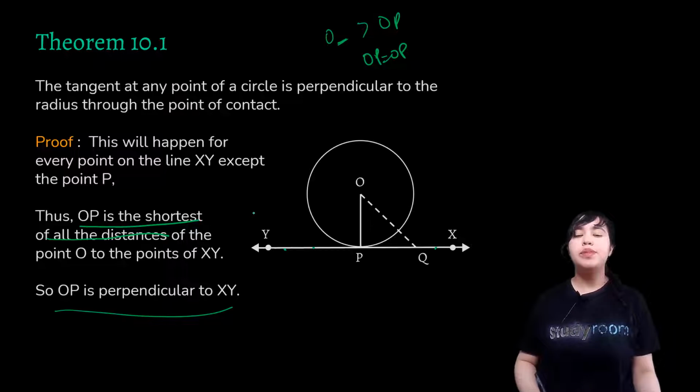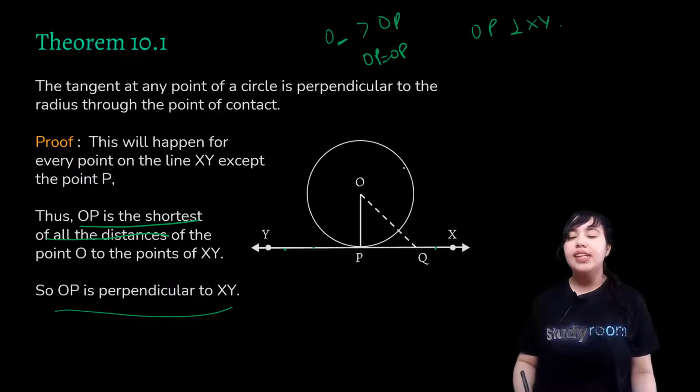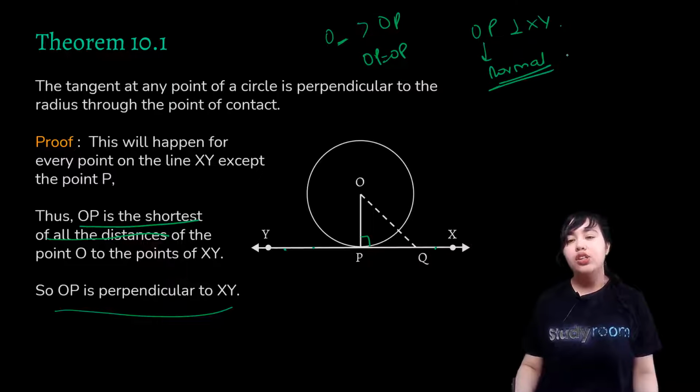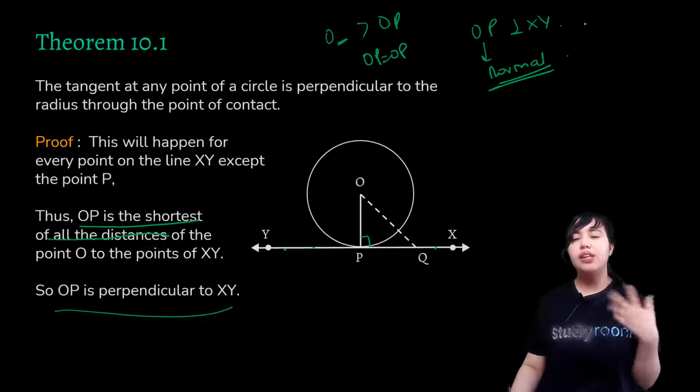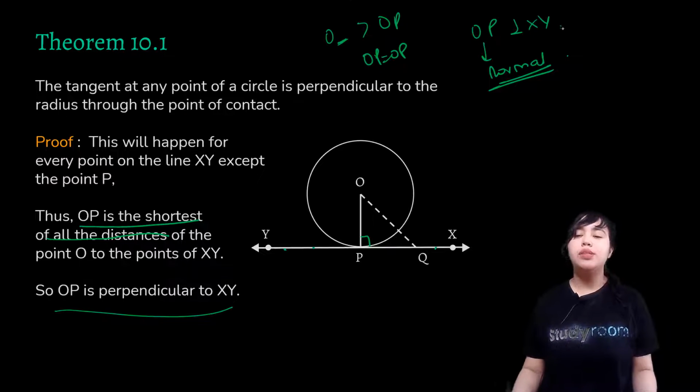Okay, so OP is perpendicular to XY, and we can have a few remarks on this theorem. In such a case, OP is also called the normal to a circle. Okay, so it's just another way of calling a perpendicular. You can say in math, normal is synonymous with perpendicular.